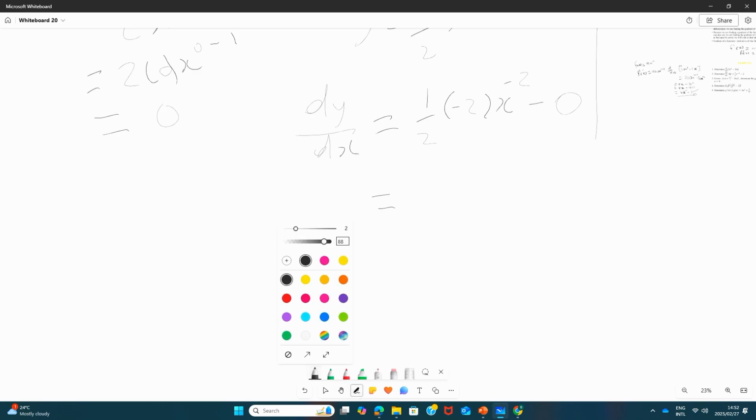So you continue to say there that it will be half into negative 2 x to the power minus 2 minus 0. And the answer, what is the half of negative 2? It's negative 1. So the answer will be negative x to the power minus 2. That will be your final answer for that one. Let's look at example number 3.